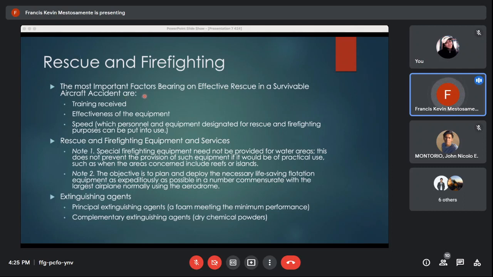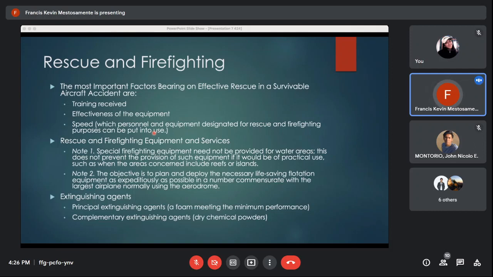The most important factors bearing on effective rescue in aircraft accidents are training received, effectiveness of the equipment, and speed. So this is where the combination of the personnel's training and the equipment they have comes in on that designated emergency. So our rescue and firefighting will be put to the test.